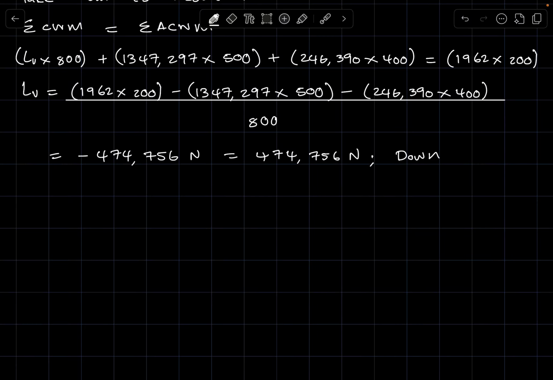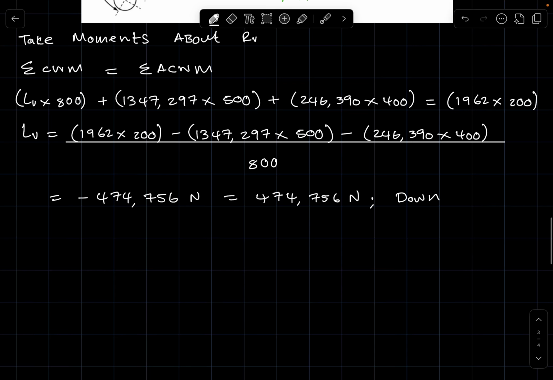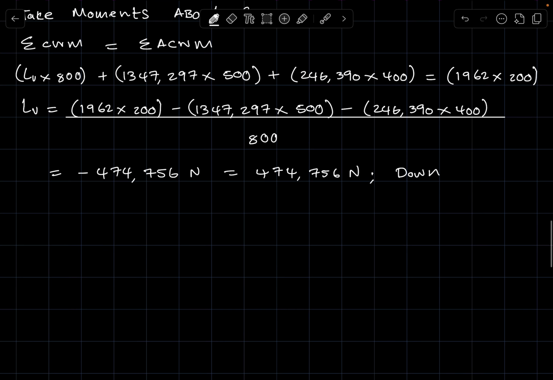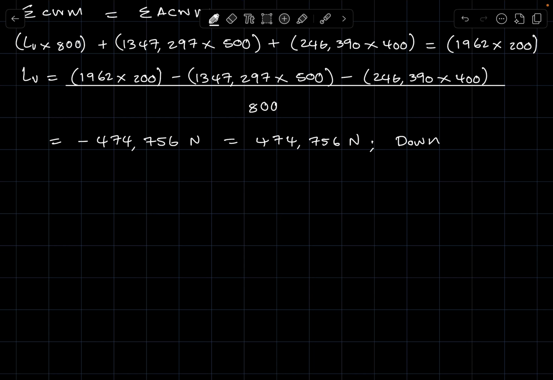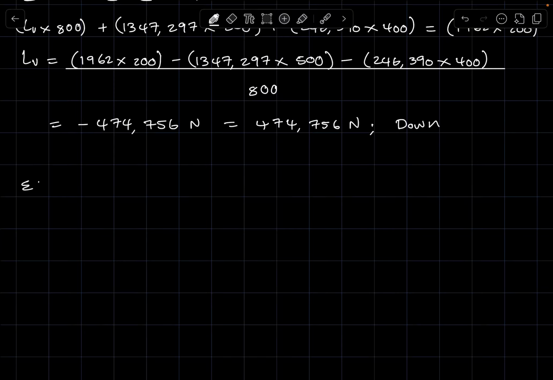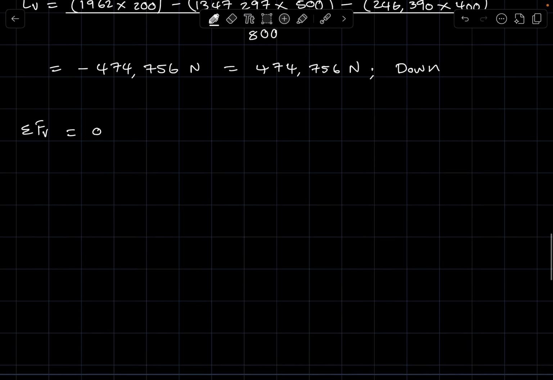So now we have LV. Now we can calculate RV. The way you calculate RV will be up to you. At this point, you have the option of either using the law of moments or the sum of forces along the vertical plane, which is what I'm going to do. I'm going to consider the sum of forces along the vertical plane being equal to 0, because the forces are in equilibrium here. Take note. So considering forces along the vertical plane being equal to 0, this is how I'm going to get my RV.